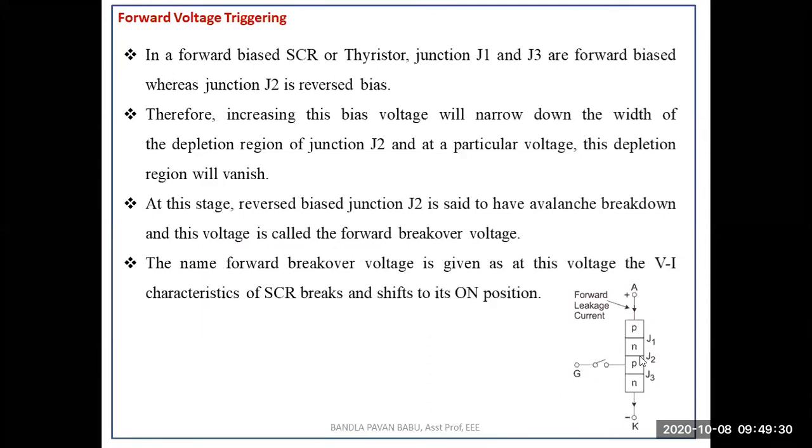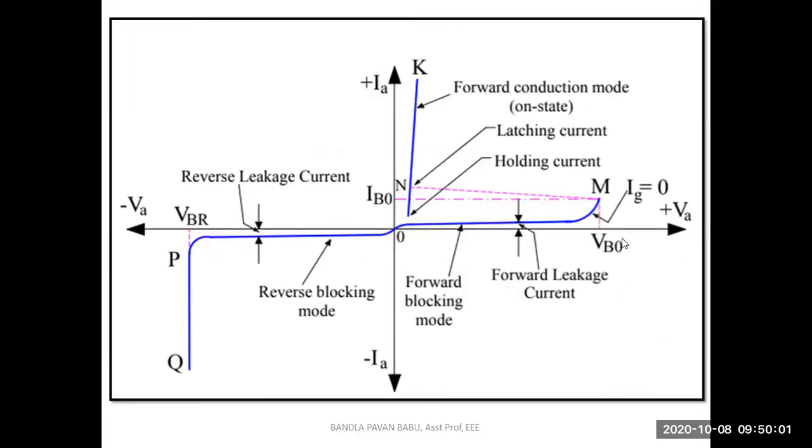So why does the junction breakdown happen? J1 and J3 are forward biased, and J2 is reverse biased. Because of the increase in the reverse bias, what happens? Look at the second point, it is mentioned here clearly. Therefore, increasing this bias voltage, that is the forward breakover voltage, the width of the depletion region of junction J2 will vanish at a particular voltage. What is that particular voltage? VB naught. So this is one way of turning on the SCR.